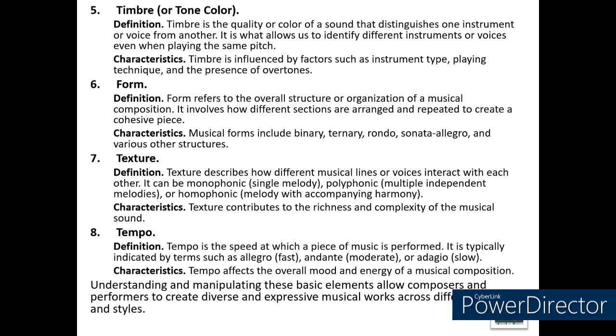8. Tempo. Definition. Tempo is the speed at which a piece of music is performed. It is typically indicated by terms such as allegro, fast, andante, moderate, or adagio, slow. Characteristics. Tempo affects the overall mood and energy of a musical composition. Understanding and manipulating these basic elements allow composers and performers to create diverse and expressive musical works across different genres and styles.